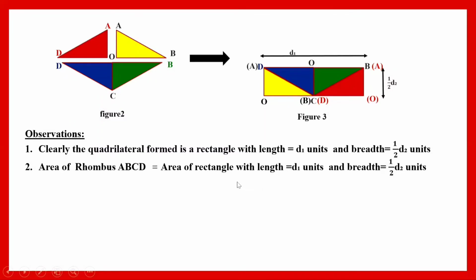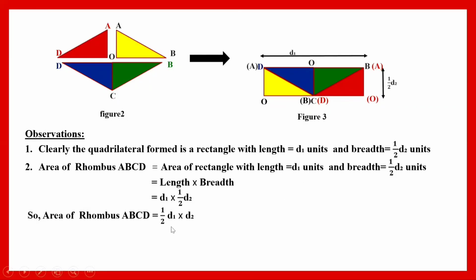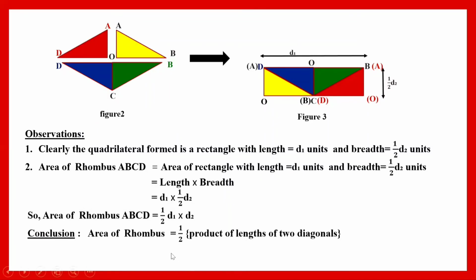What is the area of the rectangle? You all know that the area of the rectangle is given by length into breadth. The length is D1, the breadth is half into D2. So I get the area of the rhombus is equal to half into D1 into D2. That is half of the length of the diagonal 1 into the length of the diagonal 2. So I can write the conclusion that the area of the rhombus is equal to half into product of lengths of the 2 diagonals. So I hope you understood the activity.